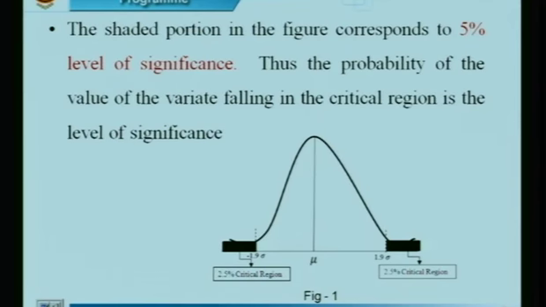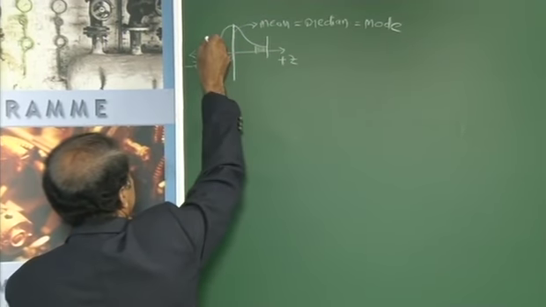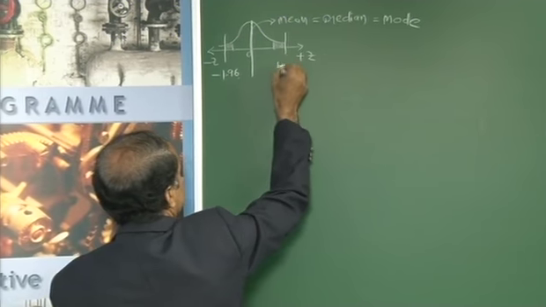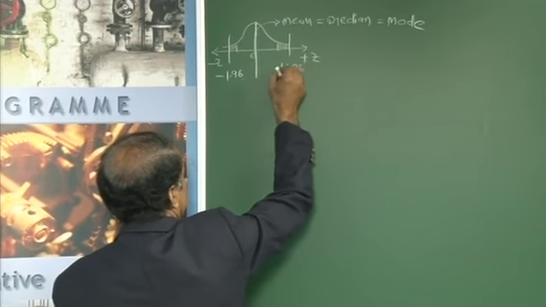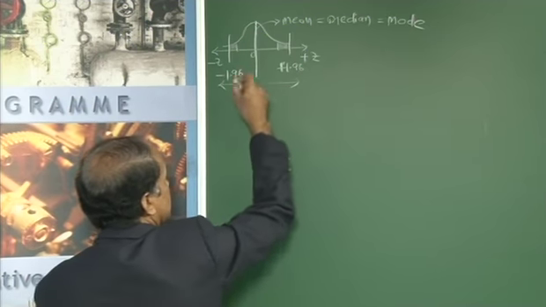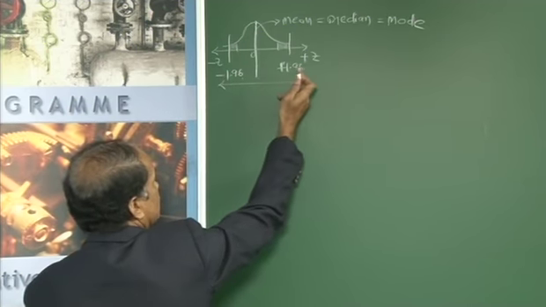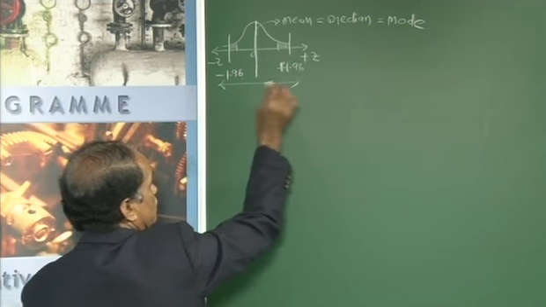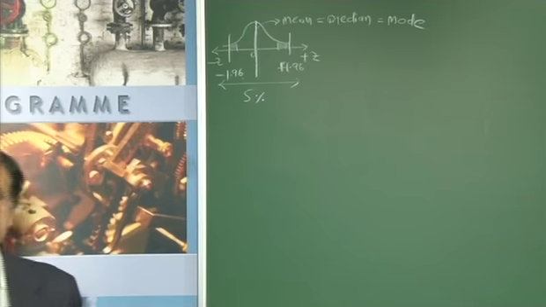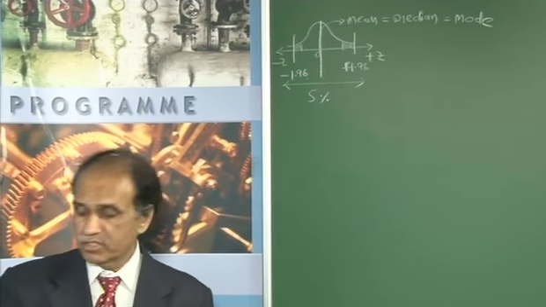And here, for example, if this is minus 1.96 and this is plus 1.96, then the discussion under this area covering between minus 1.96 up to plus 1.96 gives the declaration with reference to 5% level of significance.